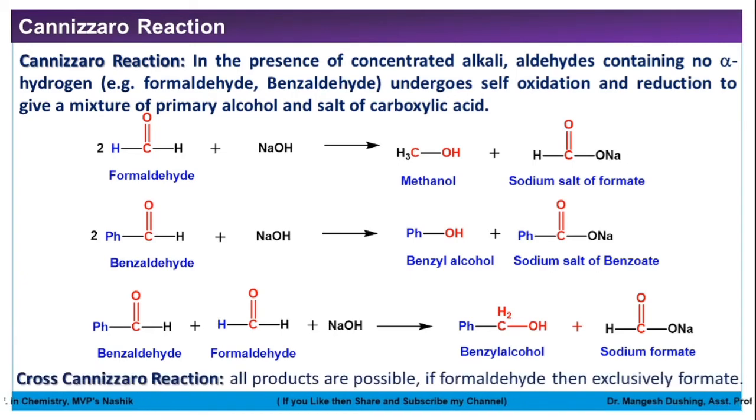So in case of cross Cannizzaro reactions, all four products are possible. But if one of the molecules is formaldehyde, then exclusively we will get the sodium salt or alkali salt of formic acid, because oxidation of formaldehyde will be very fast, very easy, because formaldehyde is very reactive.